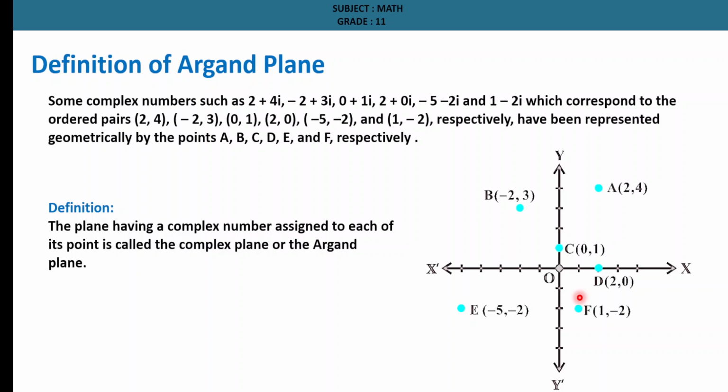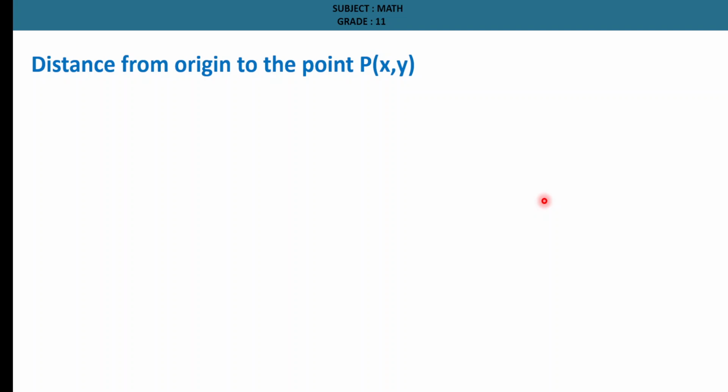What is the definition of the Argand plane? The plane having a complex number assigned to each of its points is called a complex plane or the Argand plane. So this we call the Argand plane, where the x-axis represents the real values and the y-axis represents the imaginary values.